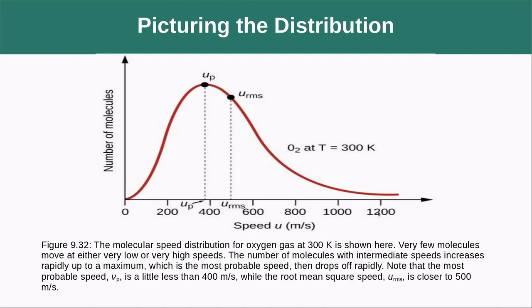So here we have the speed of each one of the molecules, and then we have the number of molecules that are doing it. You can see that most of the molecules are right around the same speed, but we're going to have at least a couple that are moving quite a bit faster and a few that are hardly moving at all, but the bulk of them are going to be the same. And we're going to talk about what this URMS and UP is in just a second here.